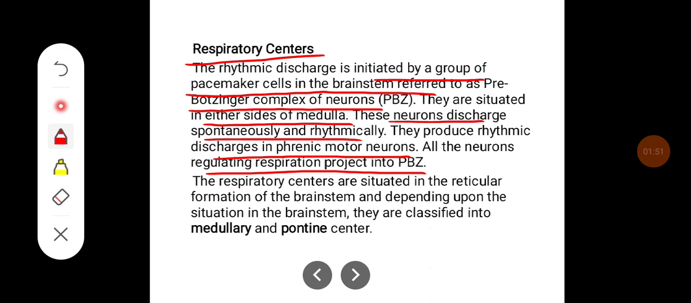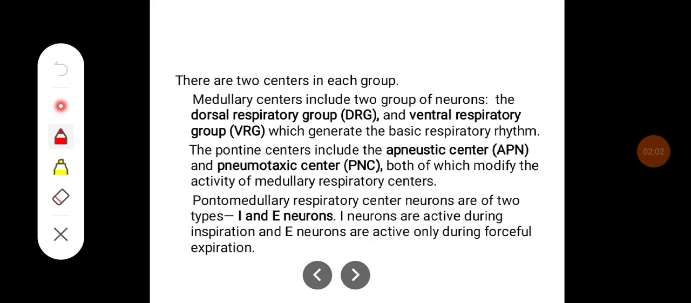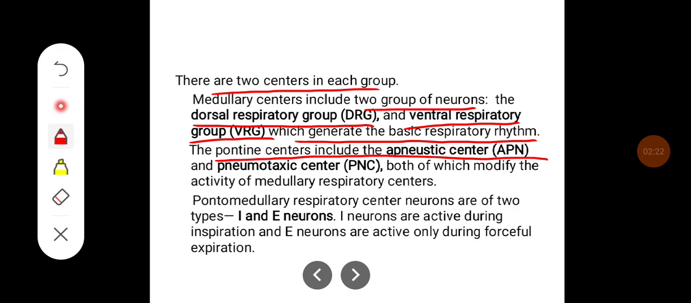The respiratory centers are situated in the reticular formation of the brainstem, and depending upon their situation in the brainstem, they are classified into medullary and pontine centers. There are two centers in each group. Medullary centers include two groups of neurons, the dorsal respiratory group of neurons, that is DRG, and the ventral respiratory group of neurons, that is VRG, which generate the basic respiratory rhythm. The pontine centers include the apneustic center, APN, and the pneumotaxic center, that is PNC, both of which modify the activity of the medullary respiratory center.